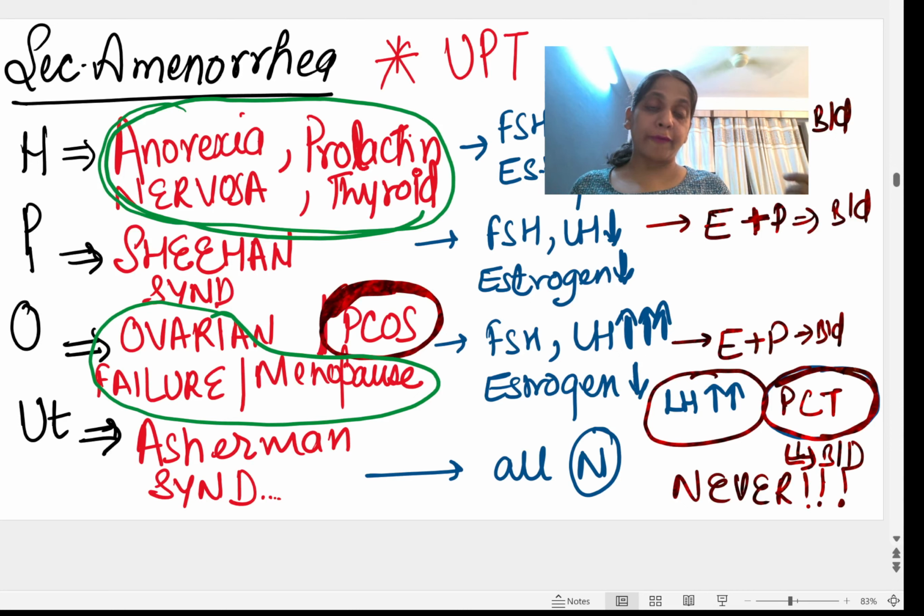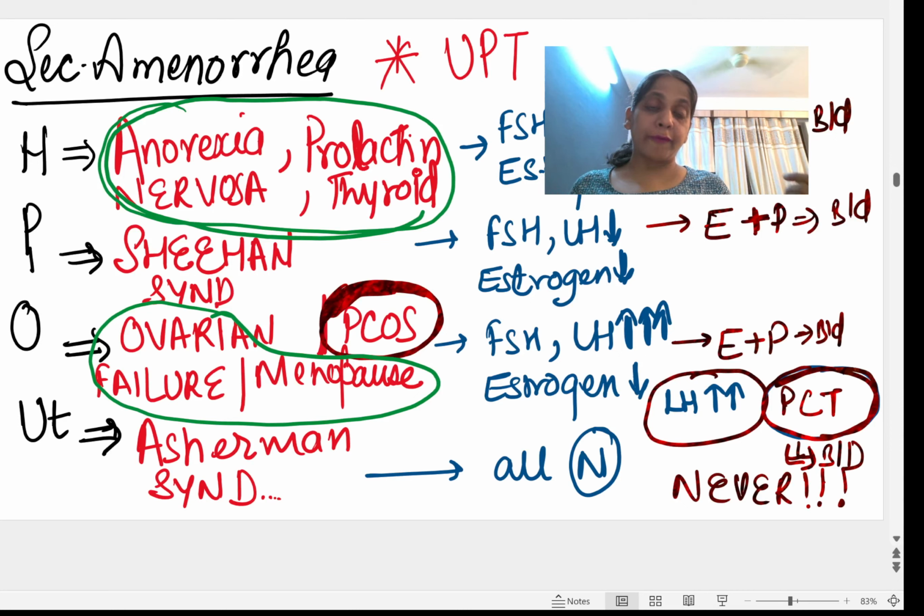You know that estrogen makes the endometrium proliferative. So what will happen here? The endometrium will proliferate because a small amount of estrogen is there, but it will be very thin, so thin that it will not allow the fetus to implant.